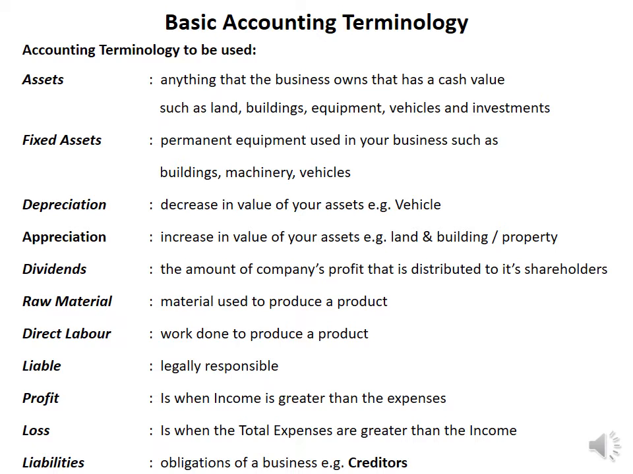You also need to know things like dividends, raw material, direct labor, and liabilities. The most important one is profit and loss. Profit is when income is greater than the expenses, and loss is when the total expenses are greater than the income.